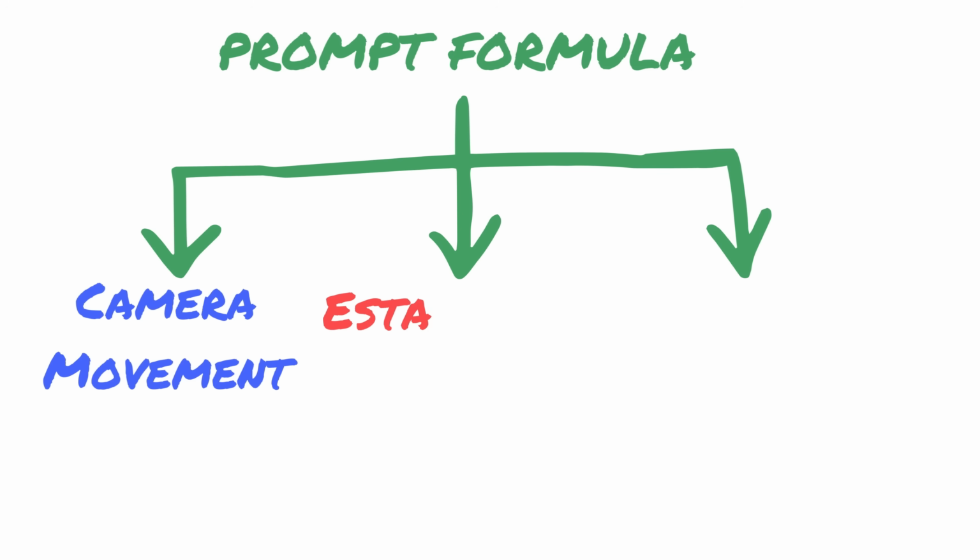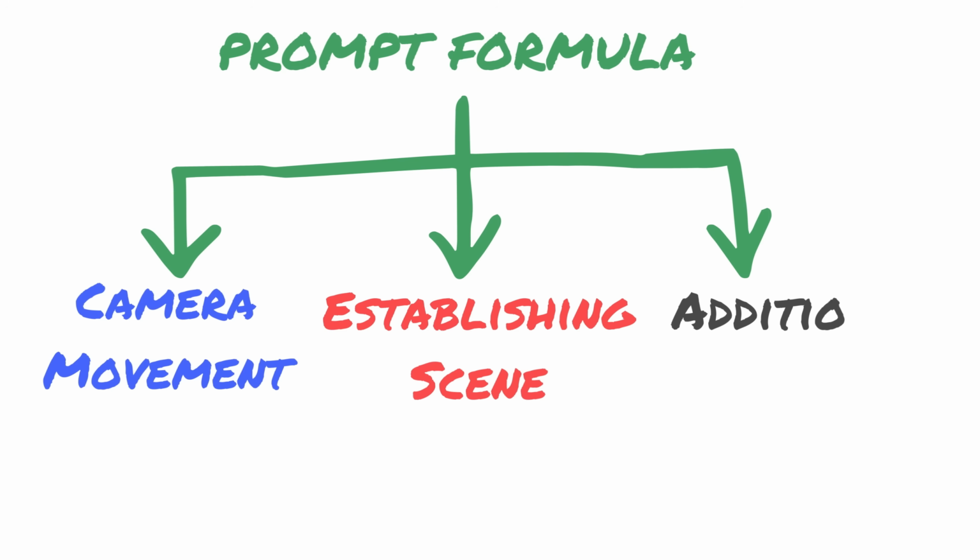Next, you set up the establishing scene. This is where you describe the subject and the environment. Lastly, you add any additional details like lighting, mood, or specific actions to refine the scene further.